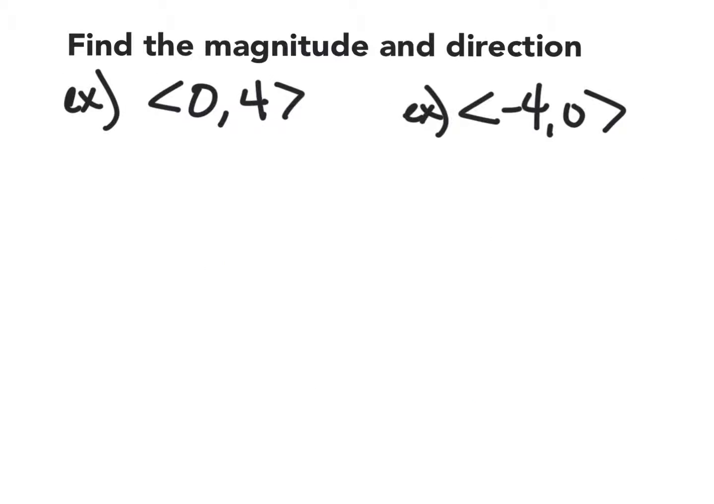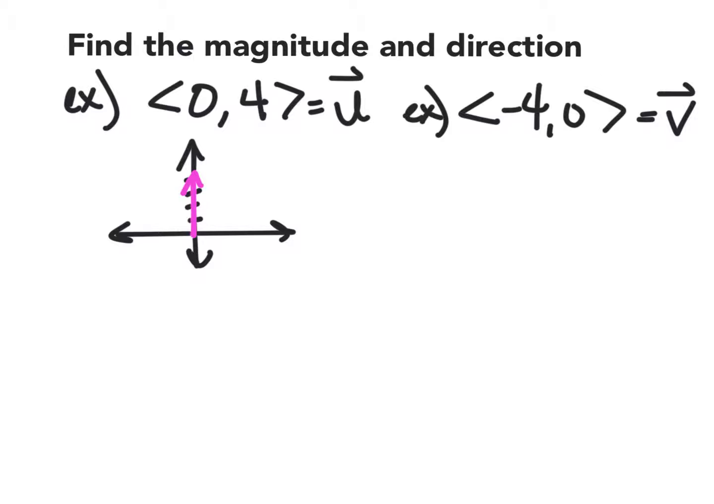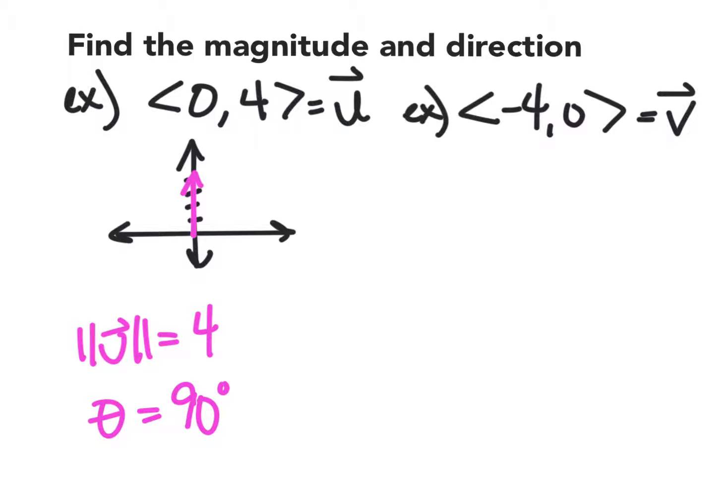All right, let's find the magnitude and direction of these two vectors that have the components 0, 4 and negative 4, 0. The best thing to do in any of these cases is to draw it first. All right, so I'm also going to give them some names, u and v. So if I draw this 0, 4, I don't need the Pythagorean theorem. I can see that the magnitude of vector u is just that length, 4. And the direction, this angle right here, the direction is 90 degrees. All right, so you try this one. Pause the video.